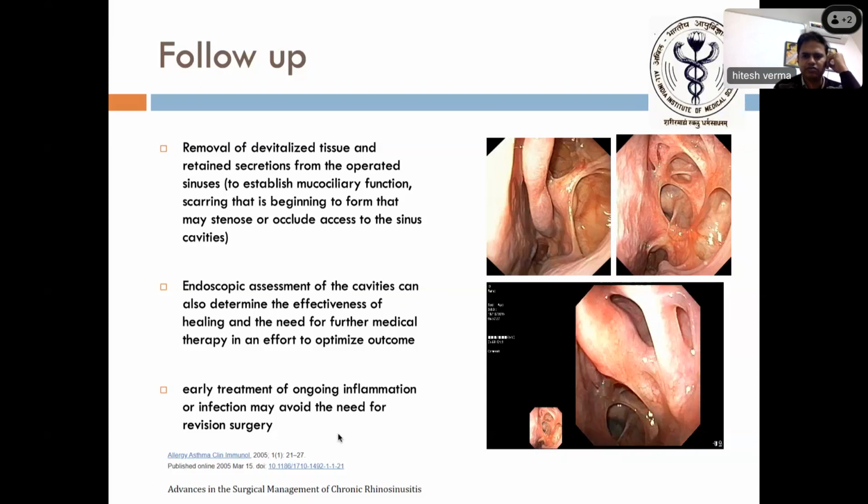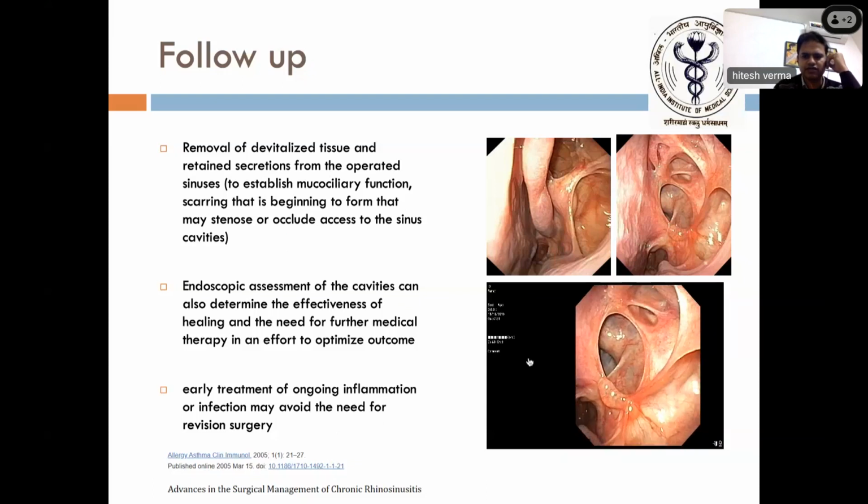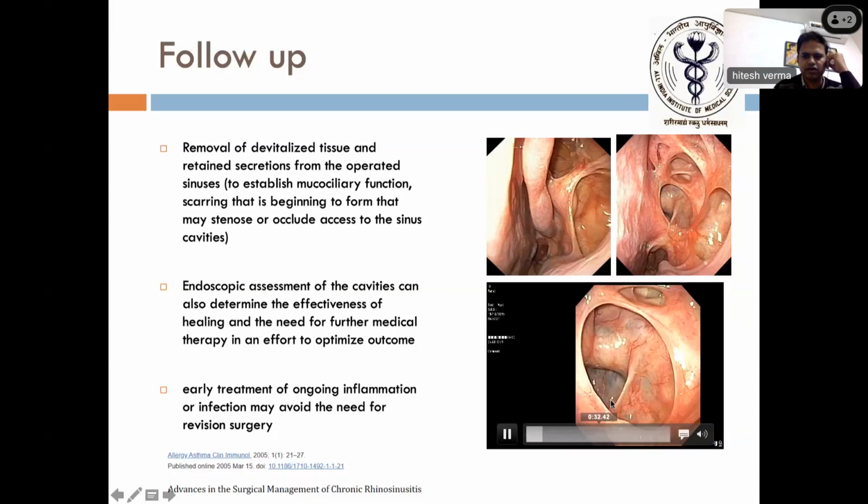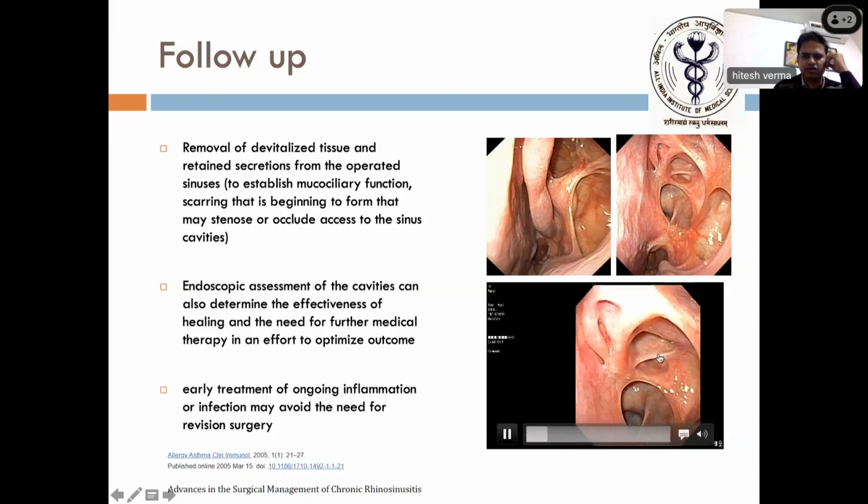So this is a post-op cavity. This is a sphenoid sinus. This one is a choana. Here is the pituitary fossa. This is after ethmoidectomy.